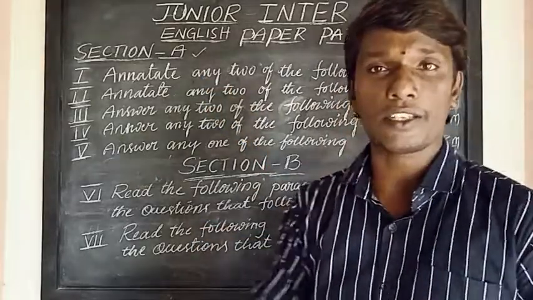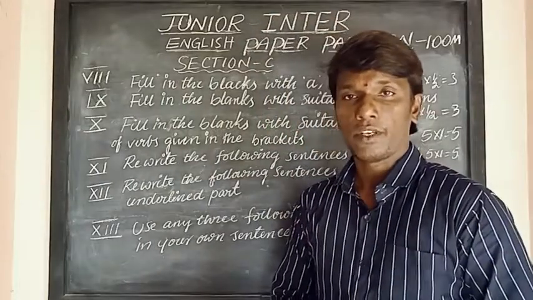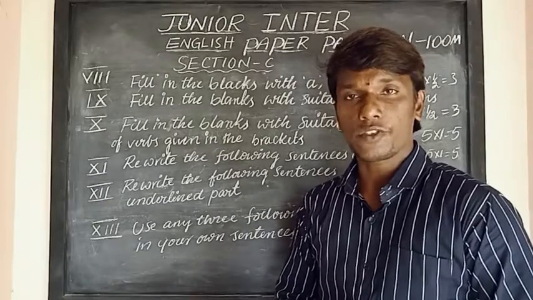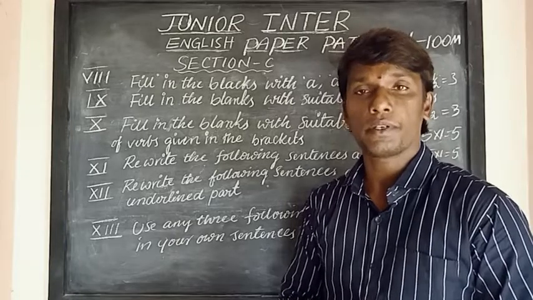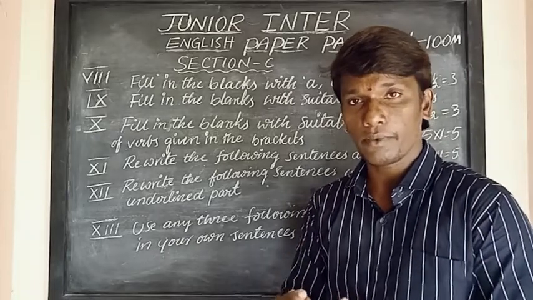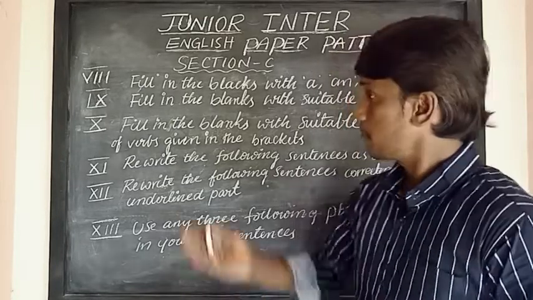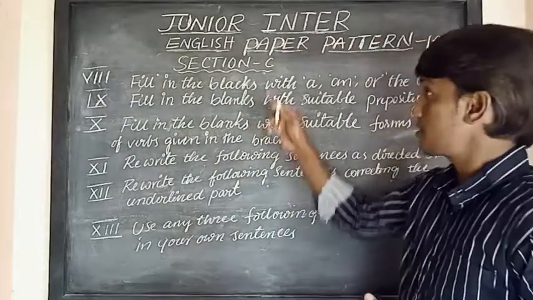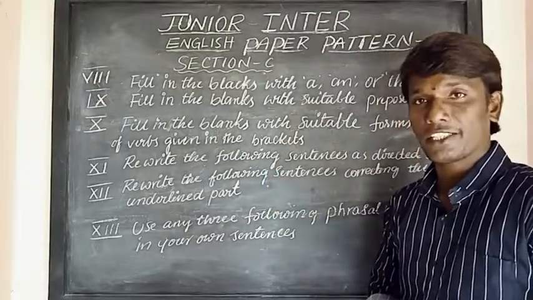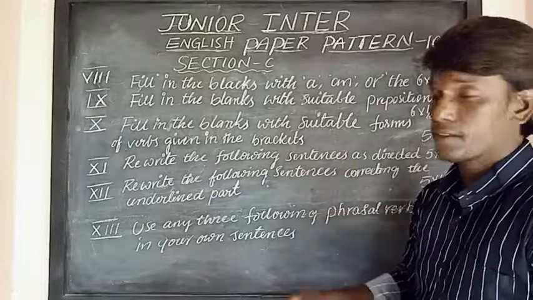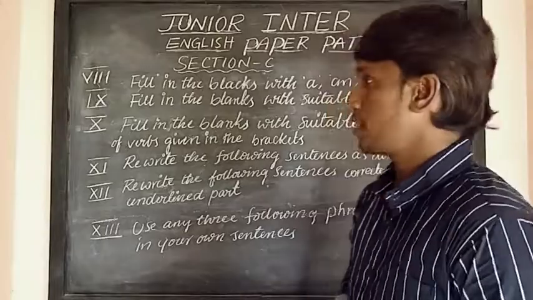Now let's talk about section C. We have already completed section A and section B for 50 marks. So both section A and B are for 50 marks, and the remaining 15 marks are from section C. Various grammar topics will be tested through various questions under section C. Section C starts from the Roman number 8.